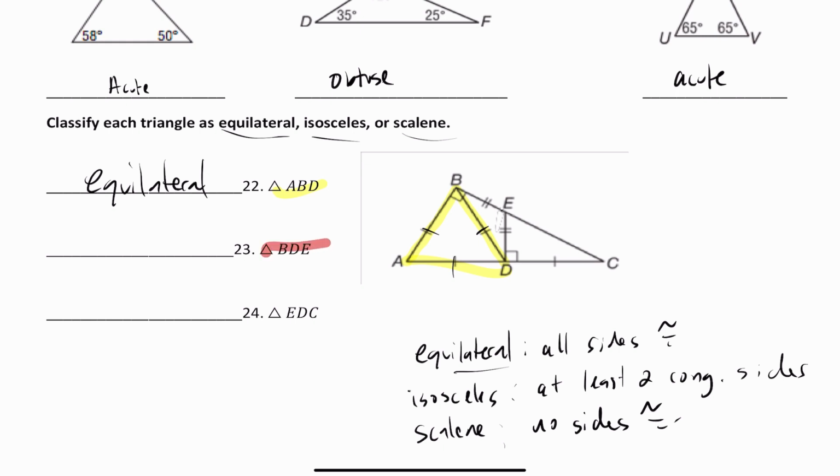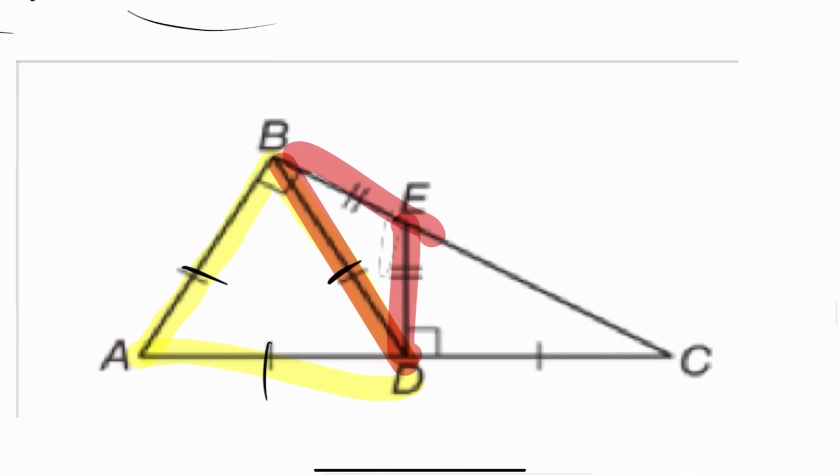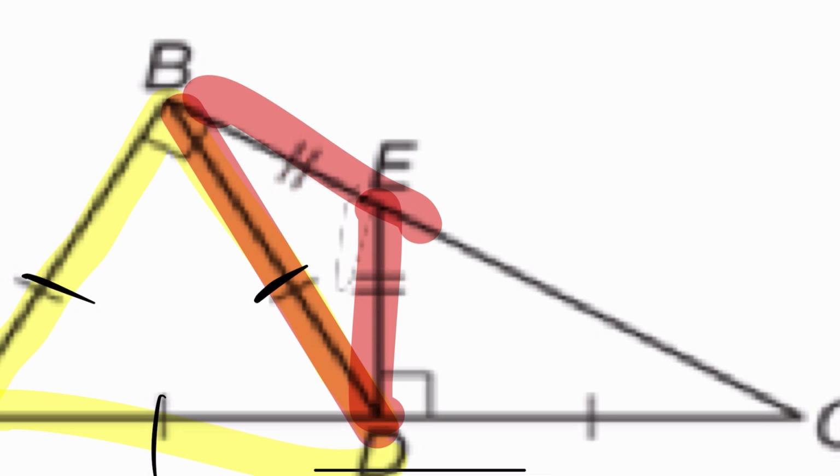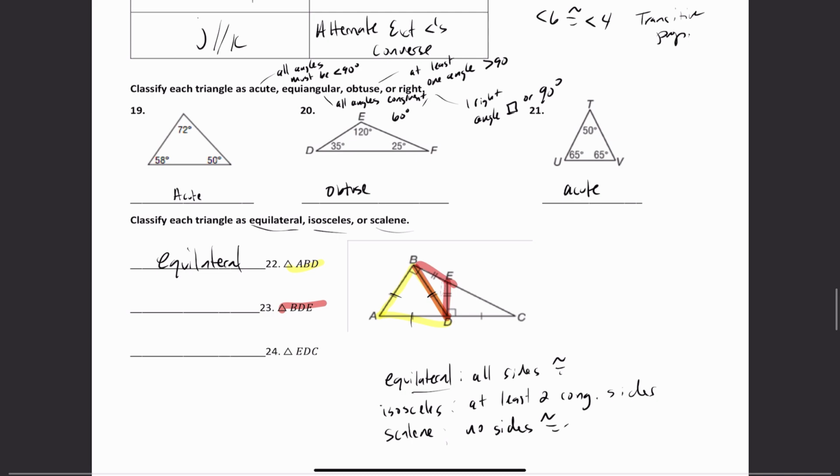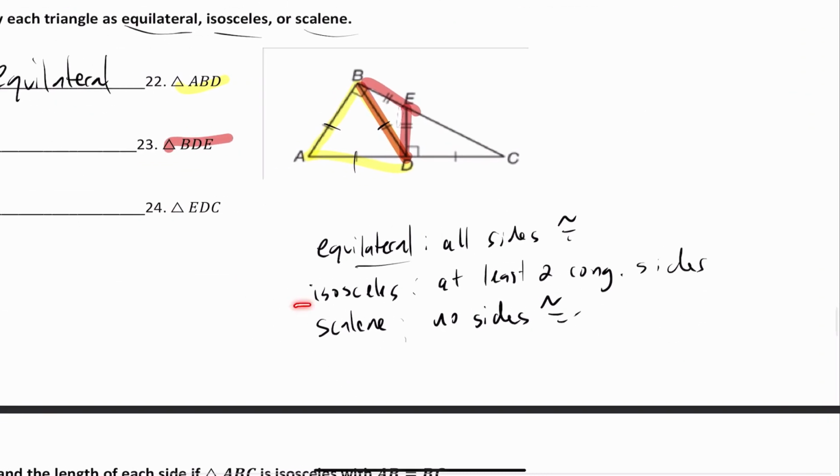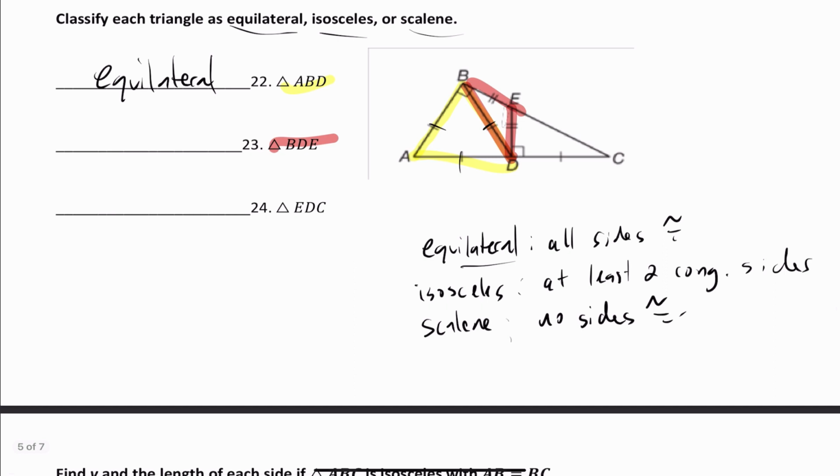Let's go ahead and take a look at BDE. I can see that it has 2 tick marks here and 2 tick marks here. That means that this side and this side are congruent, but they are not congruent to this side. So we have at least 2 congruent sides. And the one with at least 2 congruent sides fits the isosceles triangle criteria, right? Yep. Isosceles.